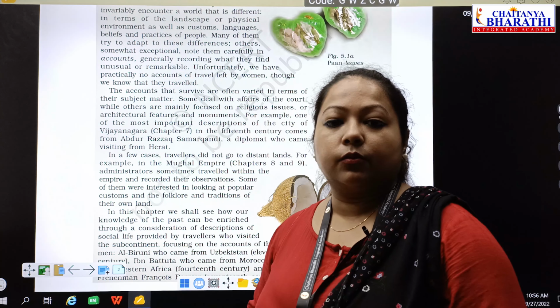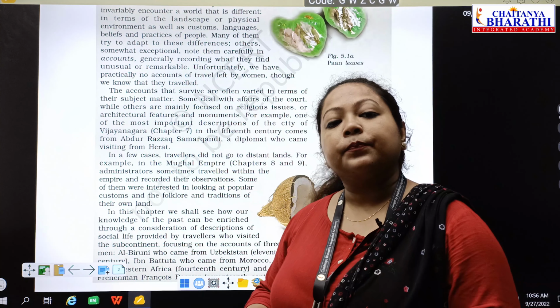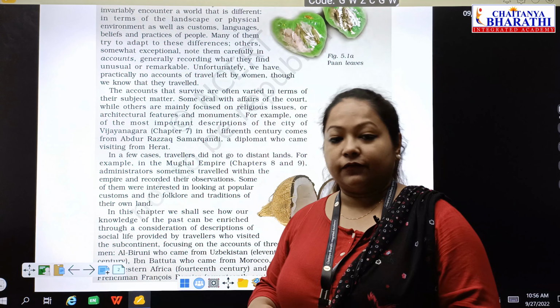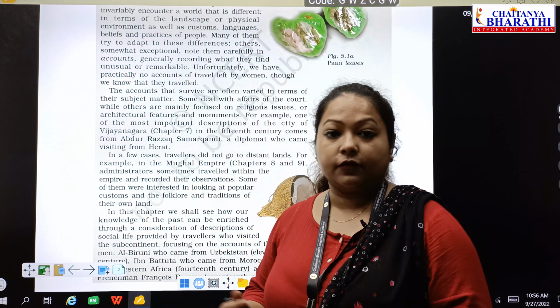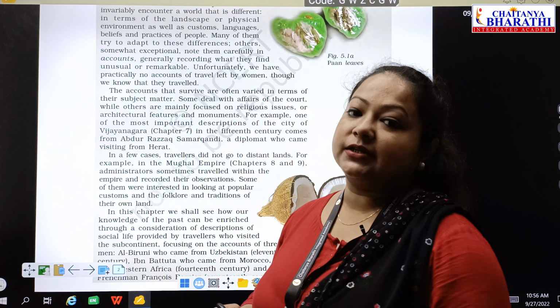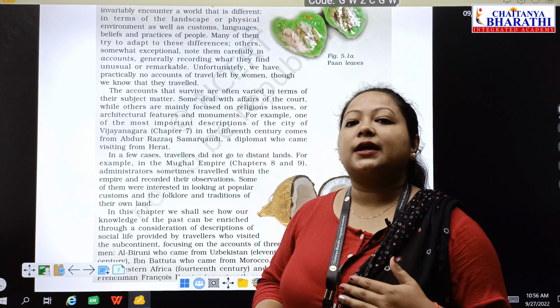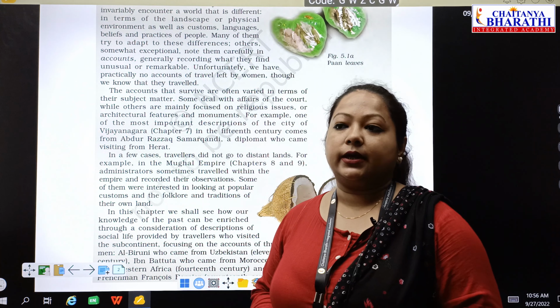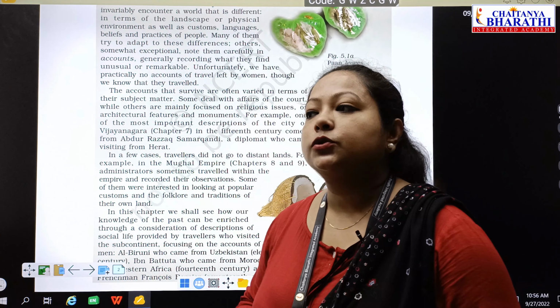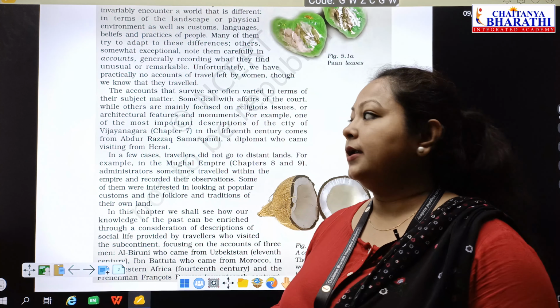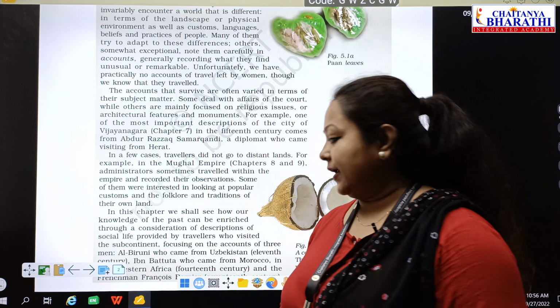And the third and not the least traveler was Francois Bernier, a Frenchman from Europe, who visited India in the 17th century, and he was mostly engaged with the Mughal court, and therefore most of his accounts were about the Mughal court only. He served as a physician to one of the sons of Shah Jahan, and then he stayed there for a longer period of time.